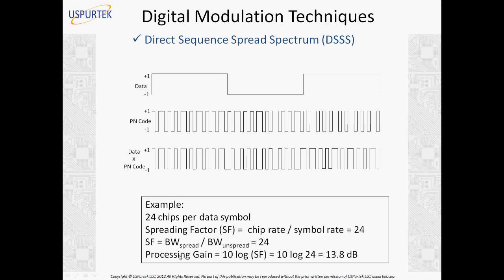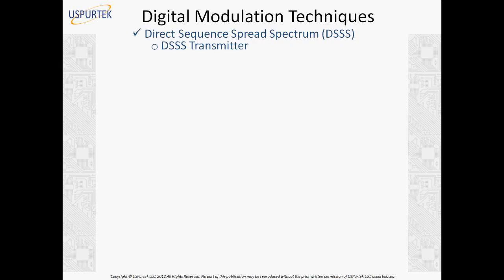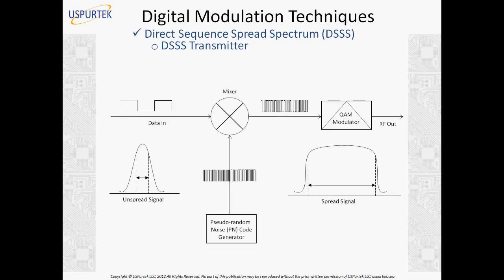Because we expand the bandwidth in a different way here, it is possible to maintain phase coherence. In the mixer, we typically have data in here, which is the unspread signal. We have a PN code generator, which mixes with the data in, giving a product. This is the product mixer actually. In the output, we get the wideband signal. Finally, we have a QAM modulator, which gives us the RF out, and this is the spread signal.